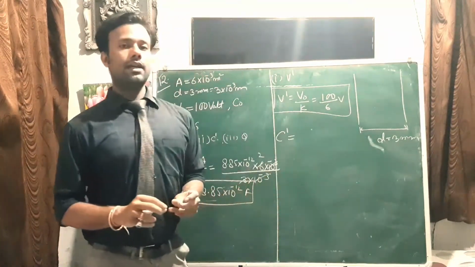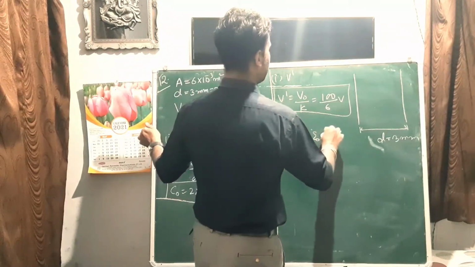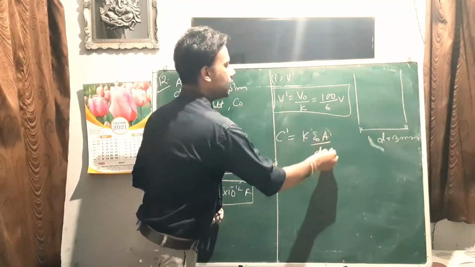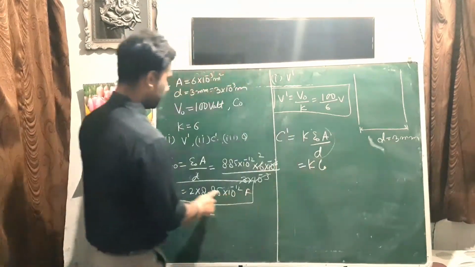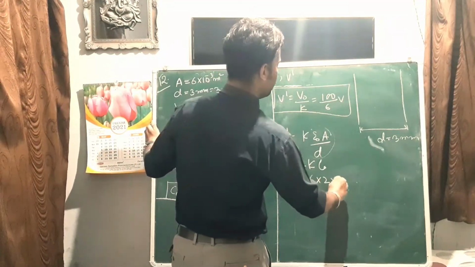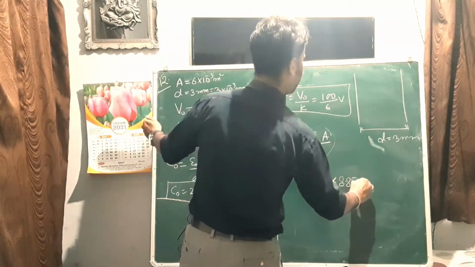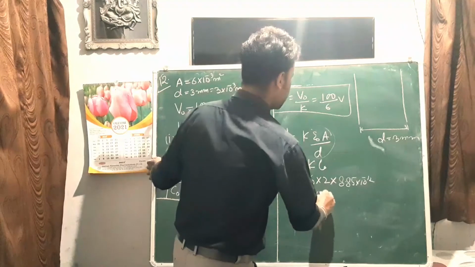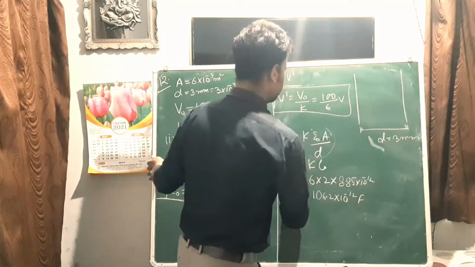So C dash will be K epsilon naught A by D, right? K epsilon naught A by D. See here, we have already calculated this value. This can be written as K into C0. This is the value of C0. So the K value is 6 into 2 into 8.85 into 10 to the power minus 12, right? So C dash is 106.2 into 10 to the power minus 12 farad.